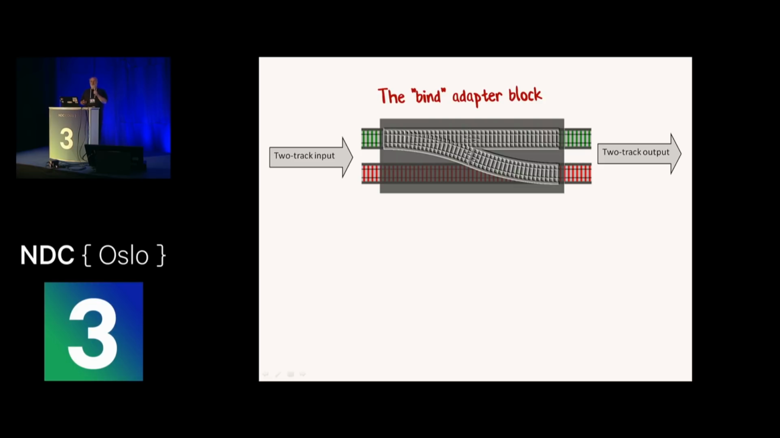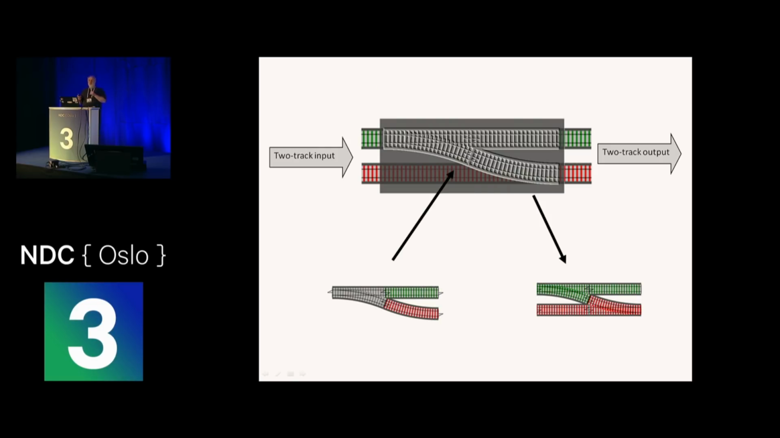And that's what bind is. Bind is a kind of adapter block. If you think of the model railway again, you can kind of have a big block and you kind of slot the points function or the switch function into it, and you get a new two-track function. So there's a kind of a slot for a function, you pass in the points and you get back a two-track. So that's what bind is.